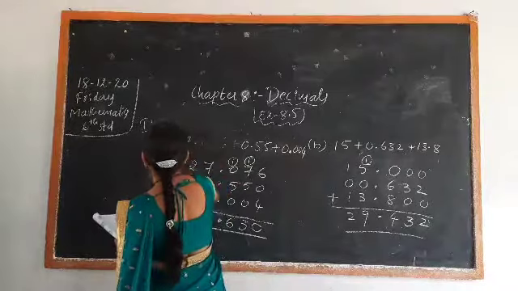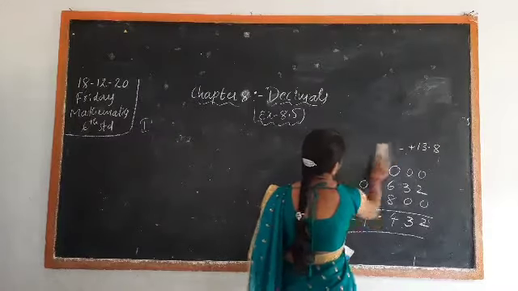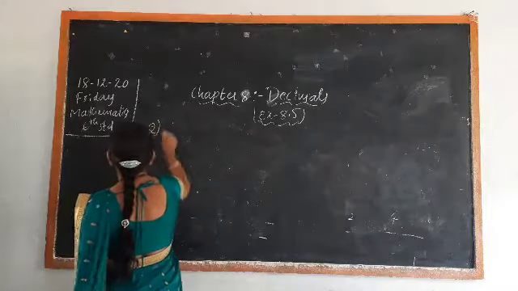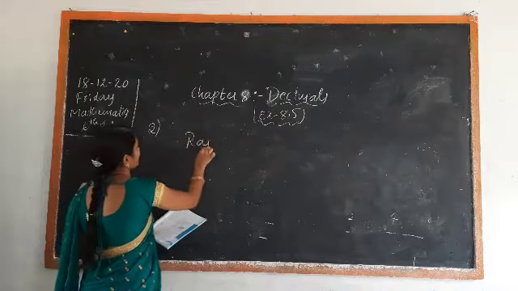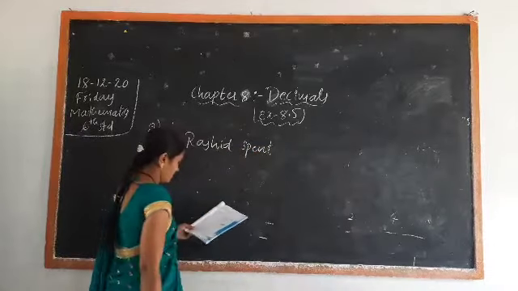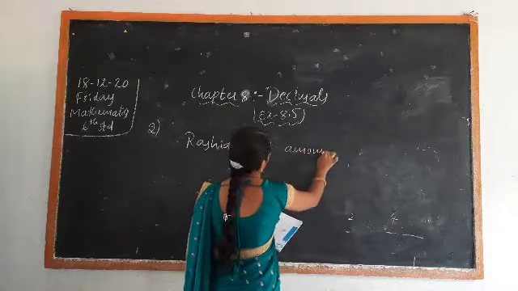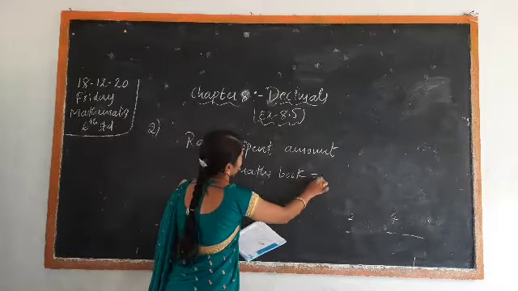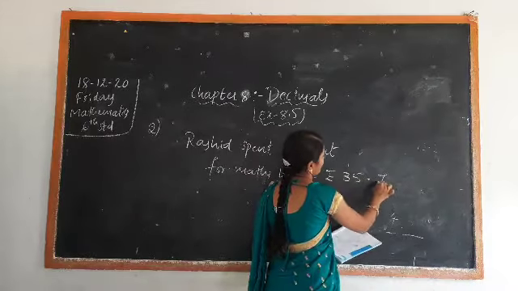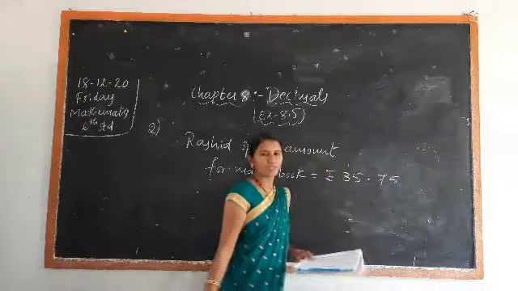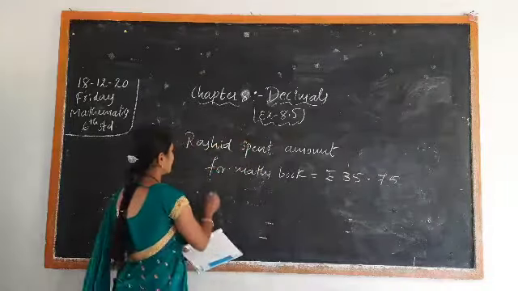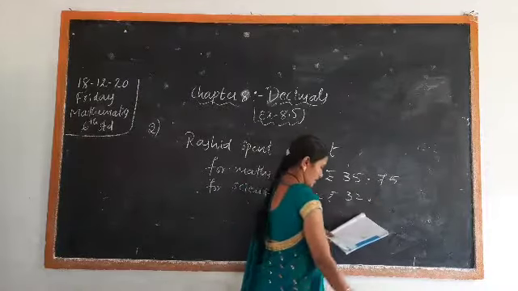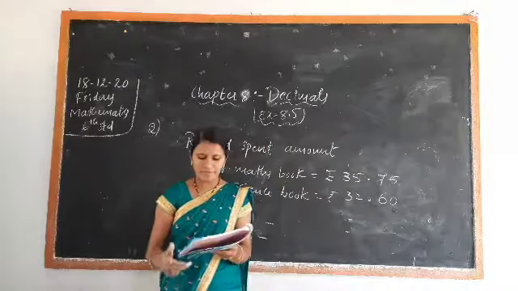In the word problem, Rashid spent... Here, what column have they given? Rashid's spent amount. Rashid spent an amount for a maths book. How much? Rupees 35.75, that is, 35 rupees 75 paise. After the decimal point you read the paise. Next, for the science book, how much money is here? 32 rupees 60 paise for the science book.